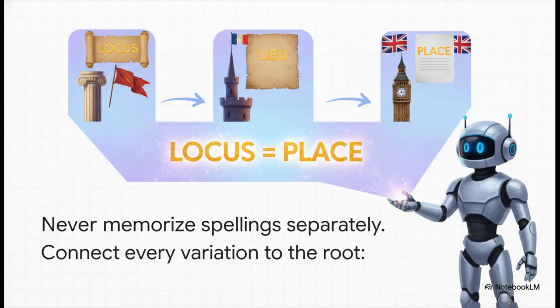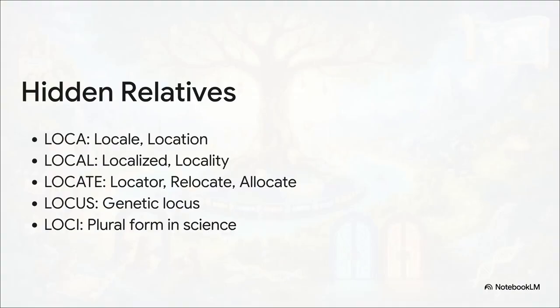You know, you might be wondering, why on earth do spellings change at all? Well, languages evolve. As words travel through Latin to French to Middle English and finally land in modern English, their spellings naturally shift around. But the really beautiful thing is that the central idea remains perfectly intact: place. Here is a crucial spelling bee tip for you. Never ever memorize each spelling separately. That is way too much work. Instead, connect every single variation right back to the root formula. Locus equals place.